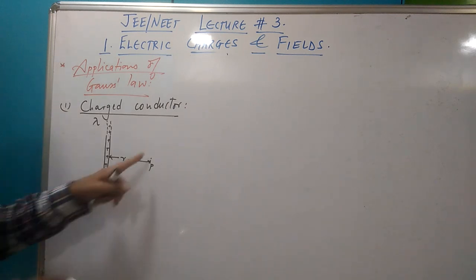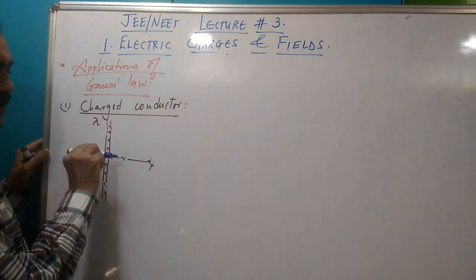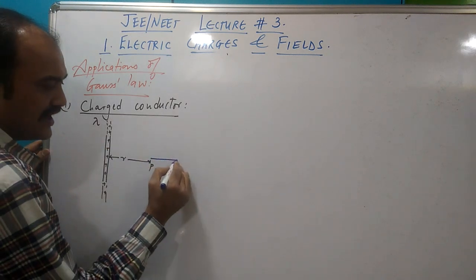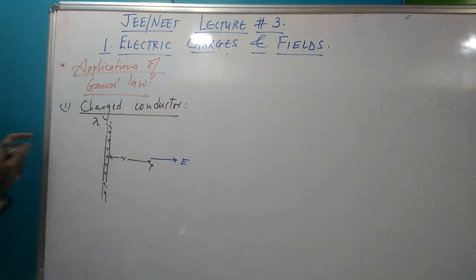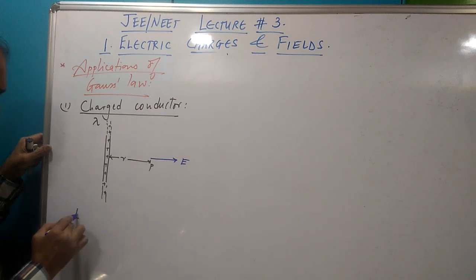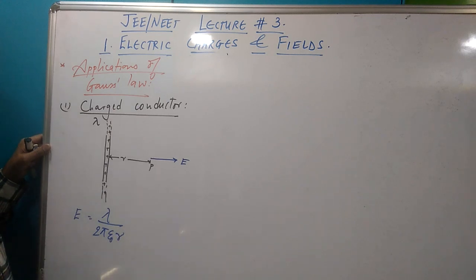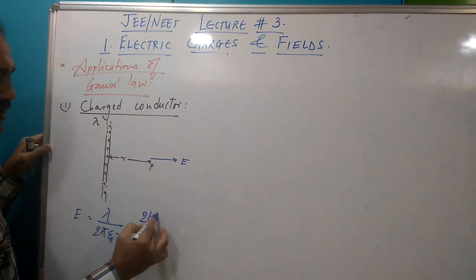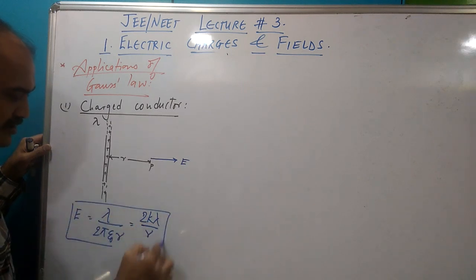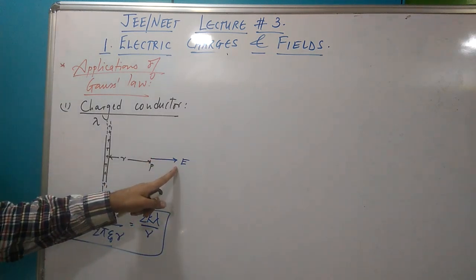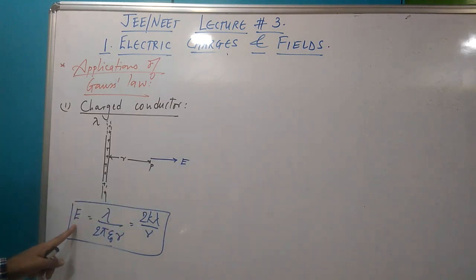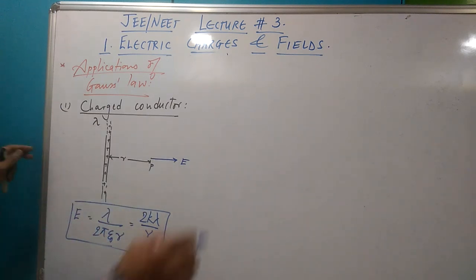Two things. First, the direction of the electric field at this point will be radially outwards. So this, ladies and gentlemen, is the direction for the electric field due to this conductor. And secondly, the magnitude. The magnitude of the electric field is given as E is lambda by 2 pi epsilon 0 r. But I personally prefer 2k lambda by r. So the electric field is radially outwards, first case, and second, the electric field is 2k lambda by r.